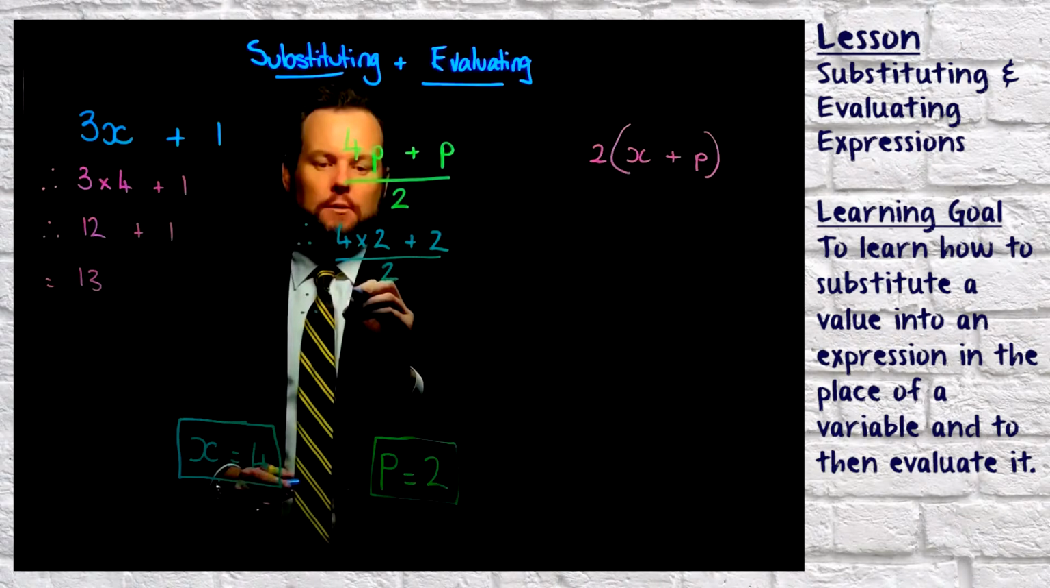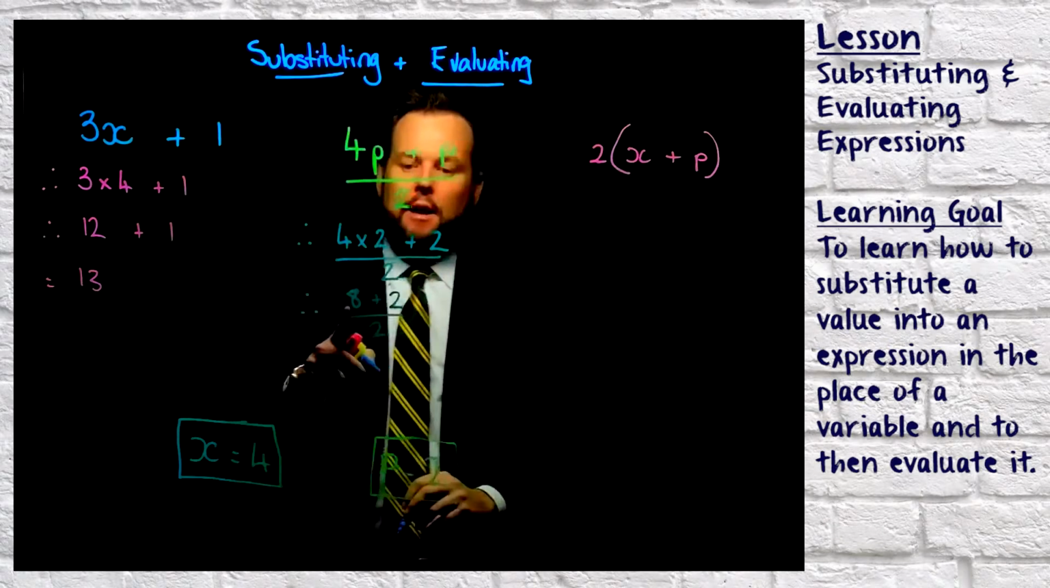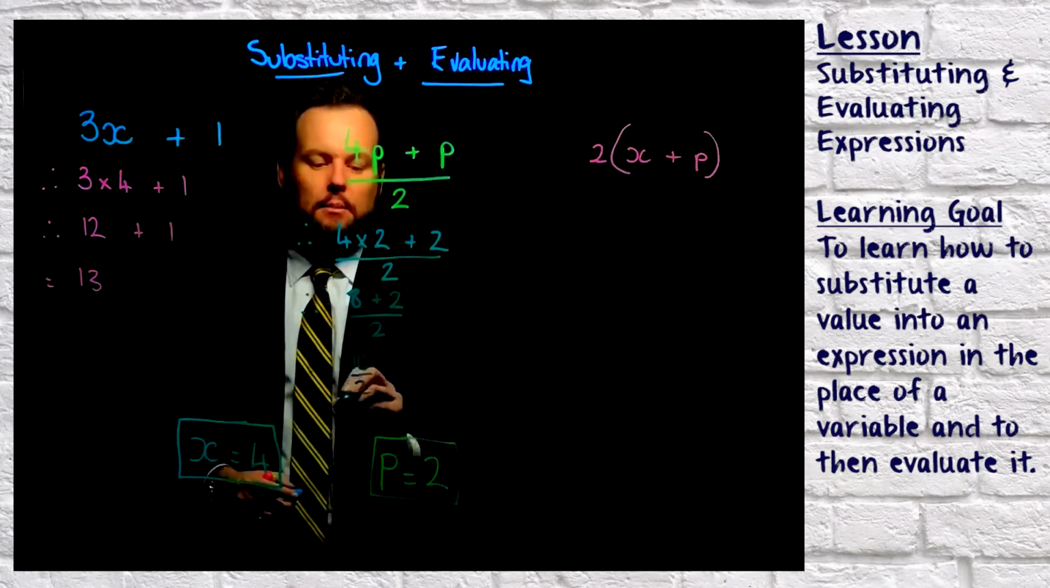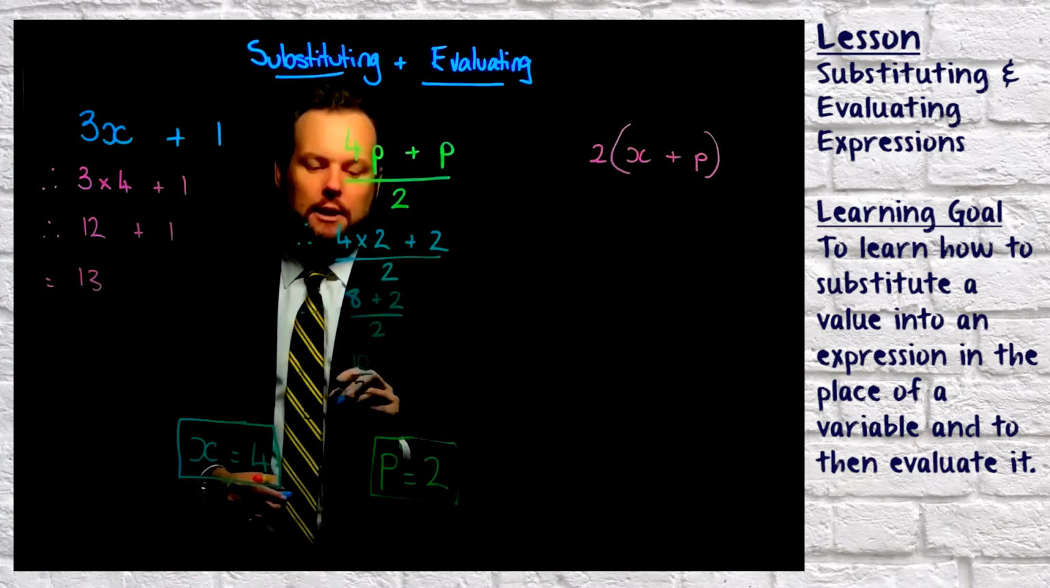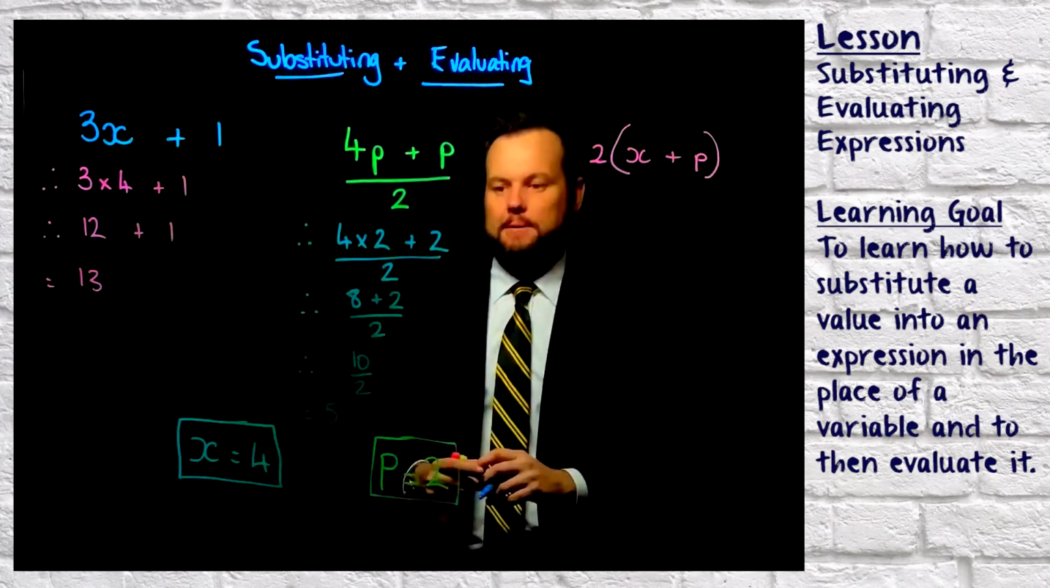4 times 2 gives me 8, and then I've still got my plus 2 divided by 2. Now let's do the next part. 8 plus 2 gives me 10 divided by 2. And then my final answer, 10 divided by 2, is going to be 5.